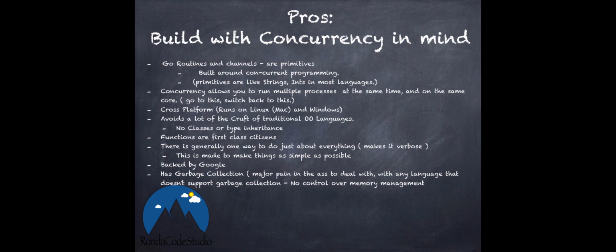It's cross-platform, runs on Linux, Mac, and Windows. It avoids a lot of the cruft of traditional object-oriented languages, such as having no classes or type inheritance in Golang. Functions are also first-class citizens. There's generally one simple way to do just about everything, which makes it kind of verbose because it's routine. Everything is the same way. This is made to make things as simple as possible.